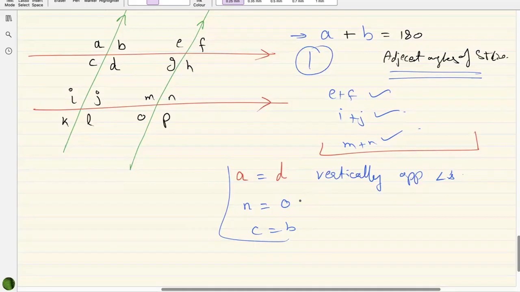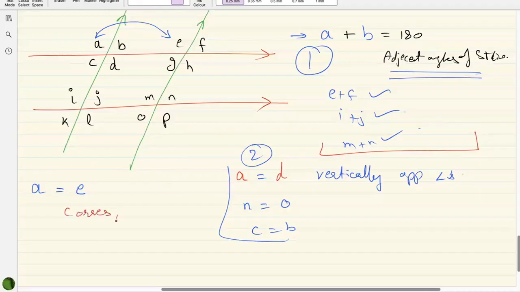So this was one of the names. This is the second name. If I write A and I write E, what can you say about A and E? They're also equal. And what name do we give them? They're named as corresponding angles. If I ask you to name a different corresponding angle for A, what would it be?